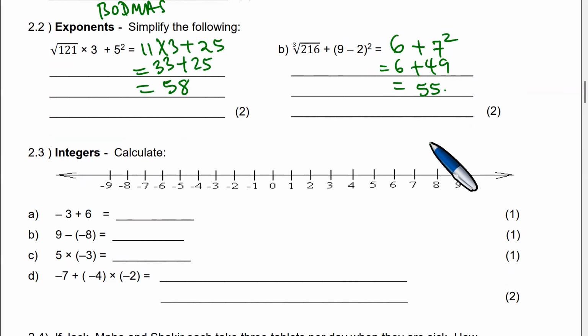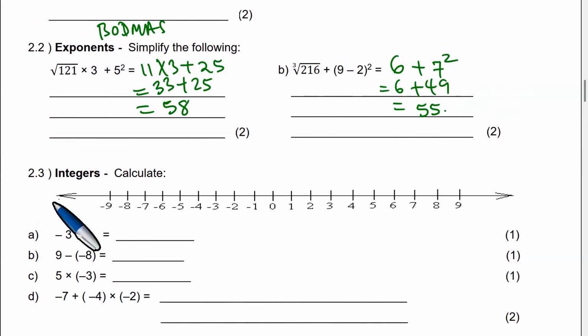The next thing we shall look at now are integers. Integers. Calculate these here. Okay. A, minus 3 plus 6 is what? Minus 3 plus 6. What do you think is the answer? Says it's minus 9.